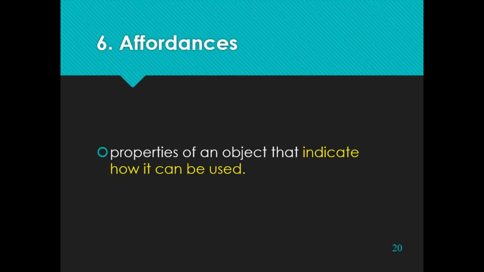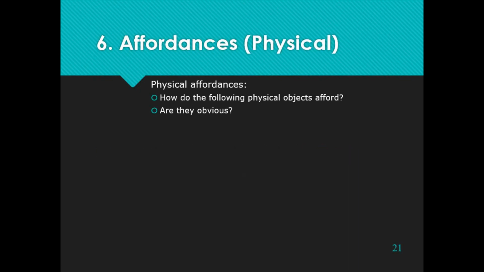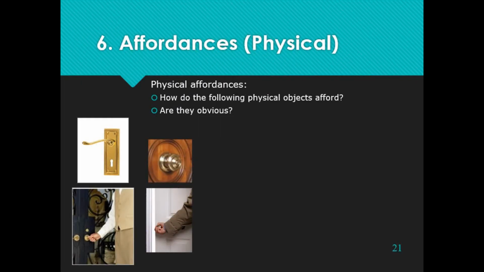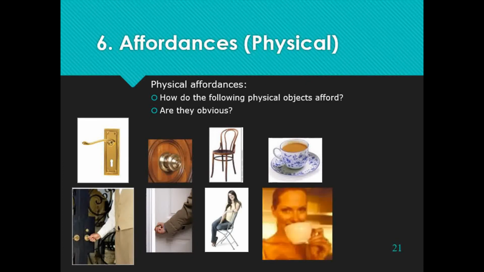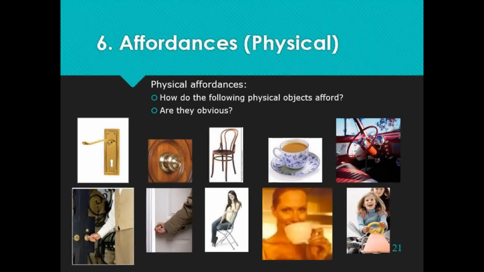Affordance, which is the last design principle, is a property of an object that indicates how it can be used. So we have physical affordance. How do the following physical objects afford? Are they obvious? This is the door handle that you use; whether you turn it or press it depends on the knob. Chair, you know that you use it to sit down on it. A cup, you know you can use it to drink. And a steering wheel, you know to use it to drive the way it is intended.